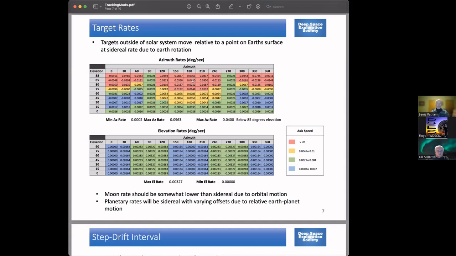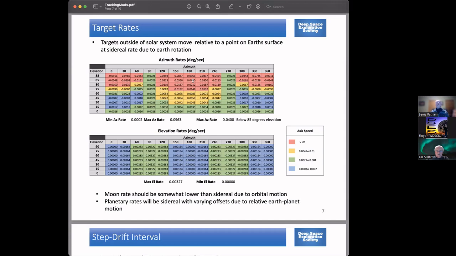That upper table, I've structured it as a heat map. I tried to color code it to show really slow rates in blue. And by slow, it's 0 to 0.002.